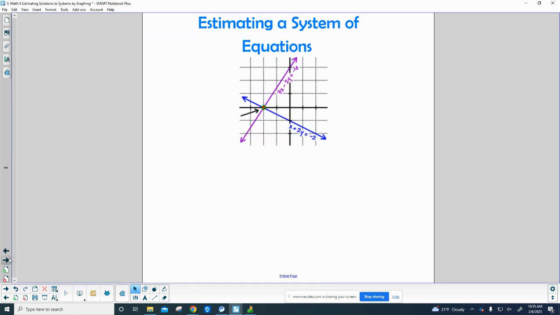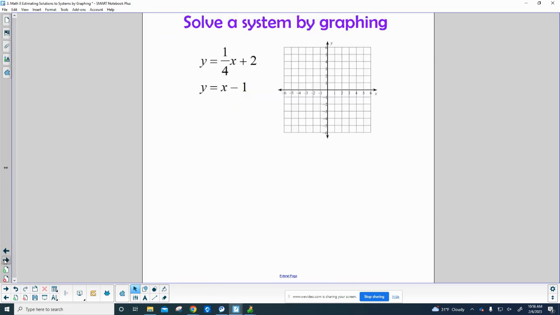So now today we're going to find some equations that didn't quite cross in a comfortable spot, and we're going to try and estimate their solution. So let's practice that a little bit. Let's start with our first equation. We have a y-intercept of 2. So we'll mark that with a 2 right there. Then a slope of up 1 and over 4. 1, 2, 3, 4.